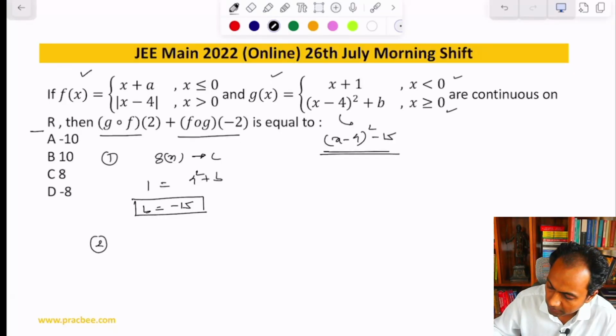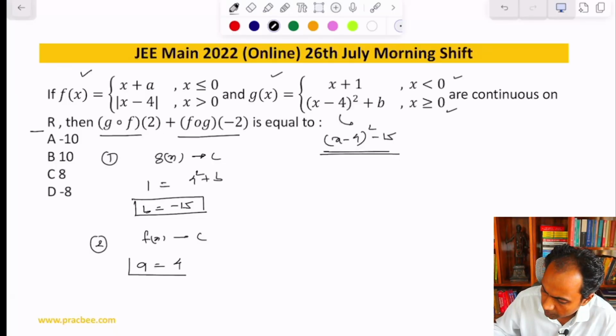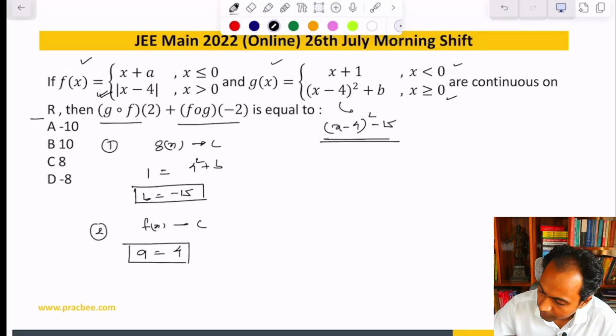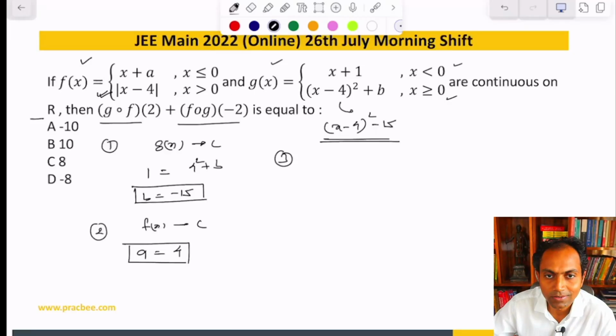Now in the second part, we can figure out the continuity of f(x). This also needs to be continuous. So again, if I find the left hand limit at 0, it becomes a. The right hand limit again becomes 4. So a comes out to be 4. Moving ahead, I will have to figure out the value of this function at 2, g of f of 2.